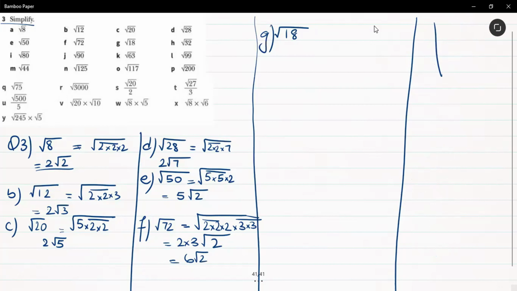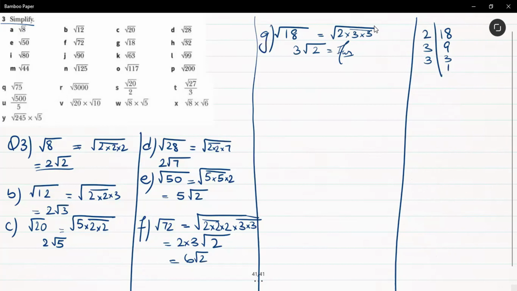So what is under root 18 equals? What is 18 first of all? 2 9s are 18, 3 threes are 9, and 3 ones are 3. So under root 18 is equal to 2 multiplied by 3 multiplied by 3. Again, a pair of 3 we are getting, so that would take 3 under root 2. And that's our answer.